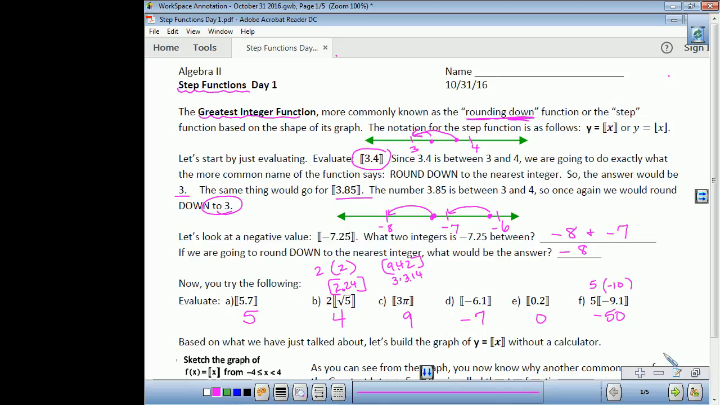How do you do -square root of 10? Just find the square root of 10 and then put a negative in front of it. What is it? 3.16. So it would be -4. Good job, Claire. What's the square root of 8? 2.82.